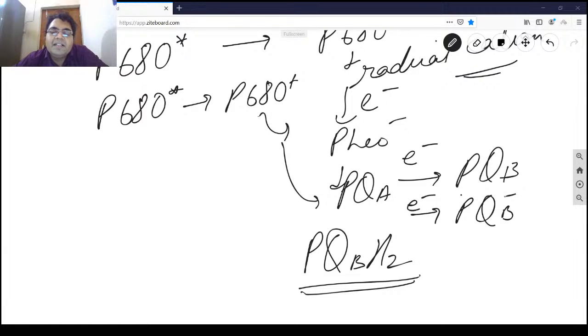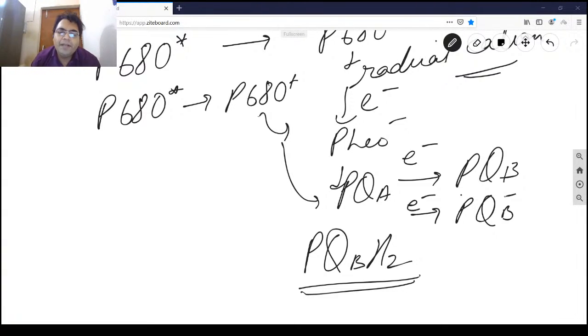So that is the function, and then PQBH2 will pass it down through the cytochrome b6f complex, which will cause the proton gradient, the proton pump, and which will produce the electrochemical gradient, the chemiosmotic theory, which has been described to you earlier. Then the protons will go out of the thylakoid membrane through the ATP synthase, F1 F0, a transmembrane protein complex, and then the process will continue.